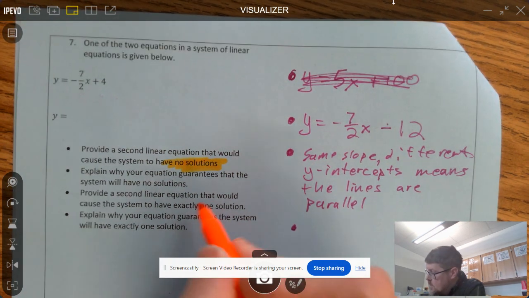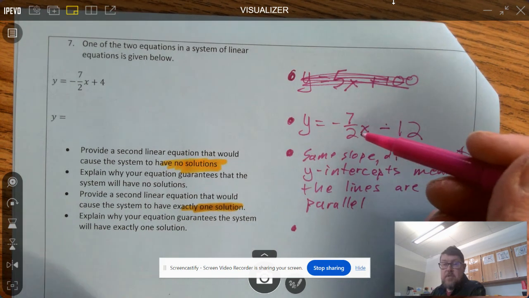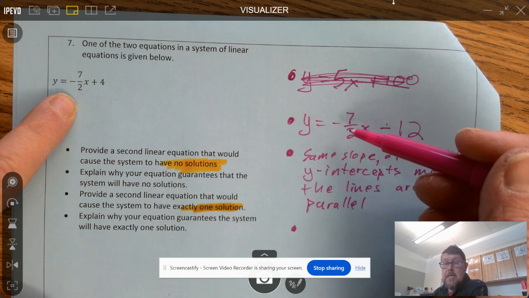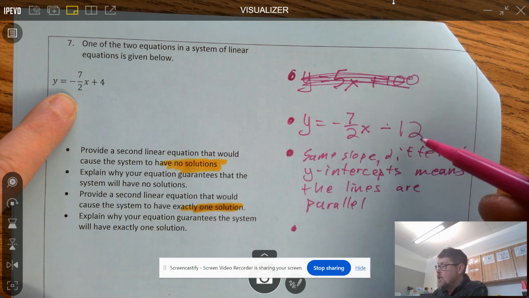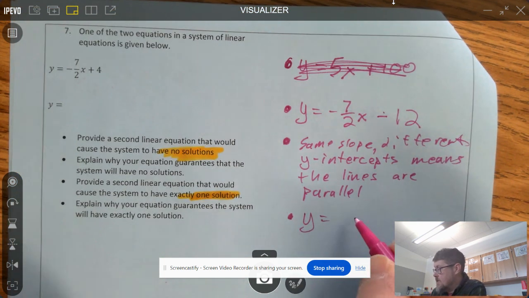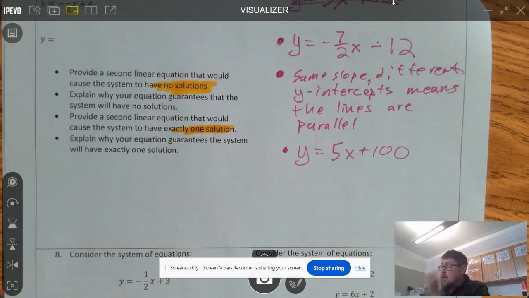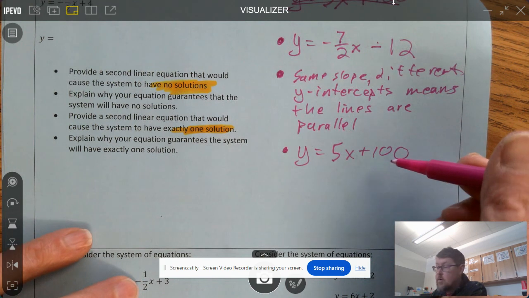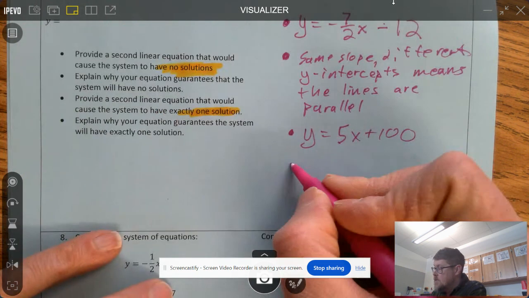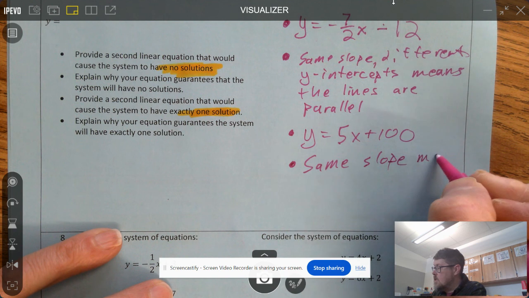So the idea with one solution is that your slopes will be different, and that's really it. Okay. So as long as your slope is different, then the lines will cross once, right? You could have the same number for the y-intercept, different numbers, doesn't really matter, right? So I'm just going to say y equals, well, let's just do this, 5x plus 100. Let's go with the previous example that I was going to do, okay? Again, it could be plus 4 right here, it could be the same one. What matters is that the slopes are different here, that 5 and that negative 7/2, okay? So here, for the explanation, you would say different slopes mean the lines cross once.